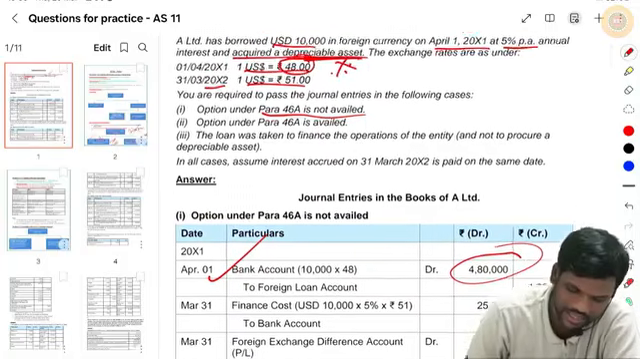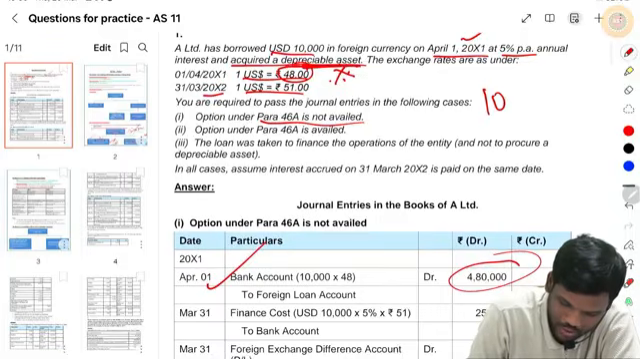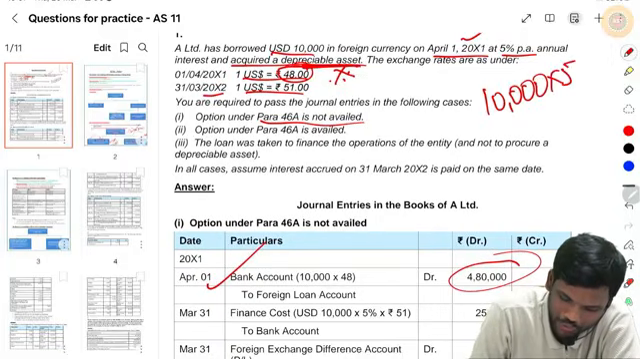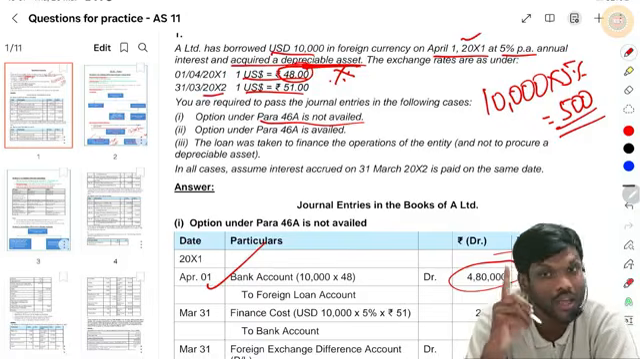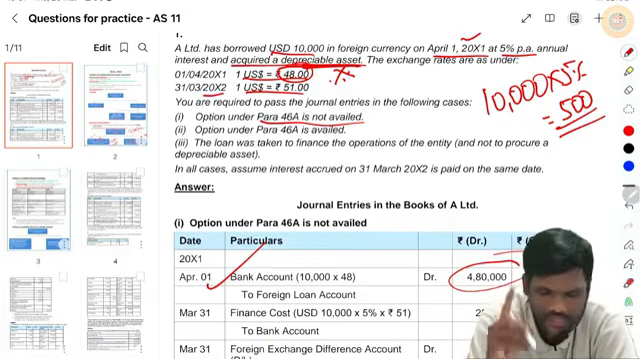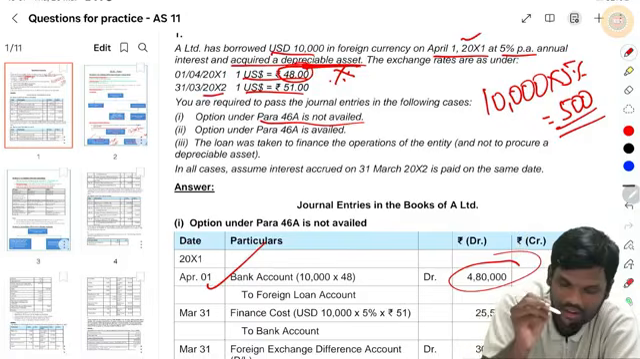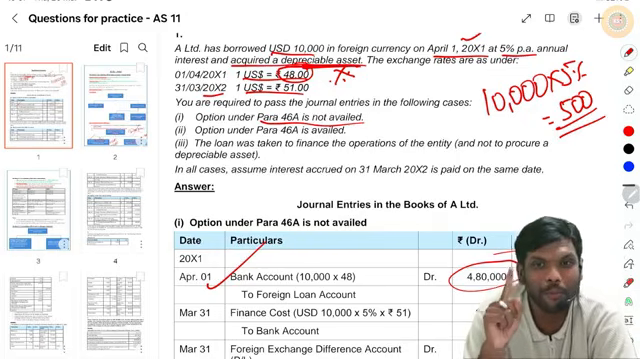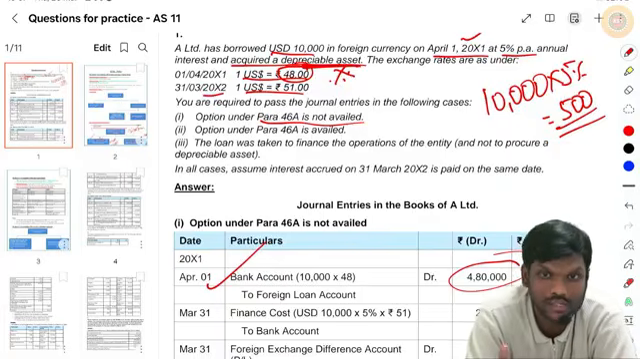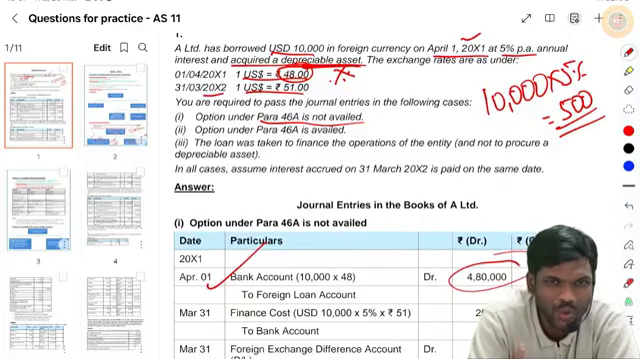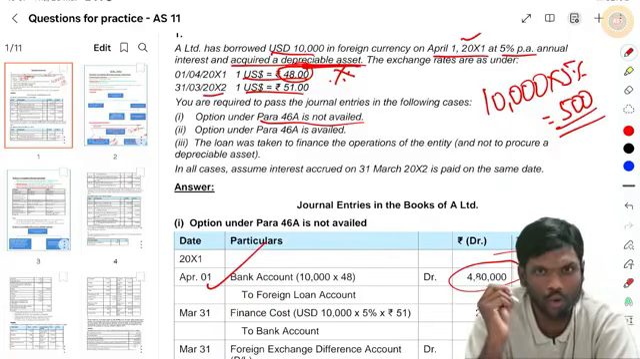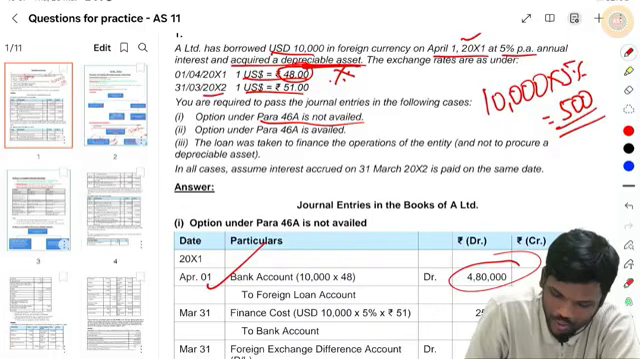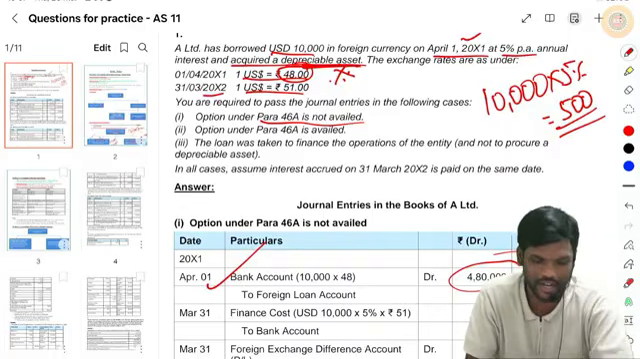So how much is the interest? 5%. So 10,000 into 5%, $500. Remember, many students will make the mistake of multiplying that 5% on 4,80,000. No, that is wrong. You have to pay interest in dollars. So always calculate interest on the dollar loan amount. So that is why I have done 10,000 into 5%, $500.